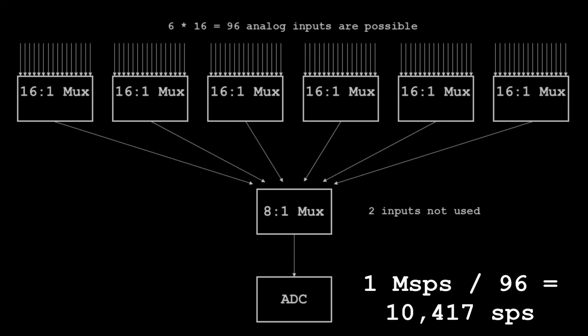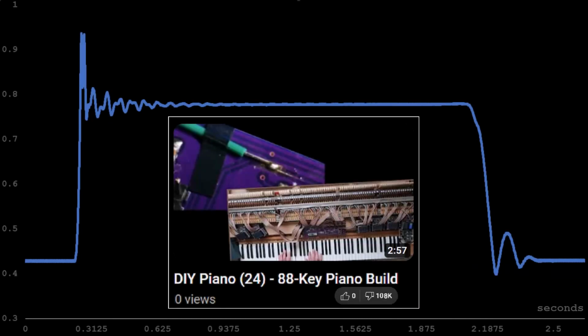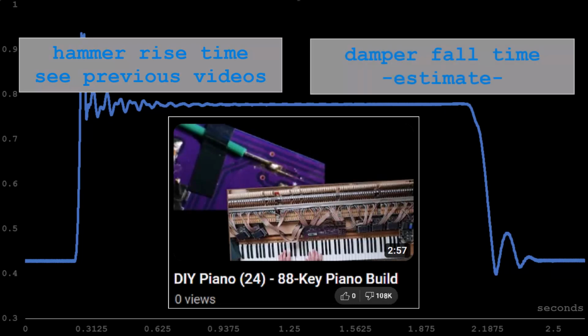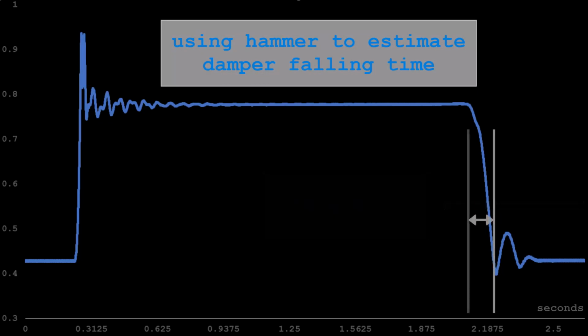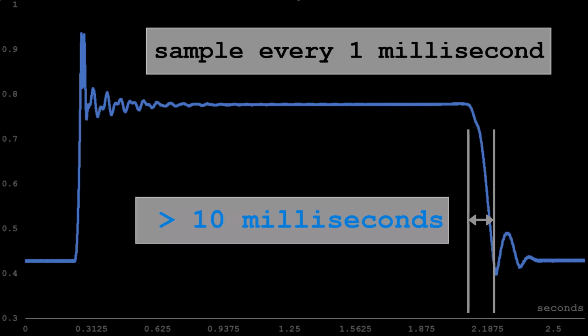But how fast do I need to go? Here is a hammer motion signal I recorded. Previous videos explain much of this. The rise time is for getting note velocity. Hammer falling is related to the damper position. I need a threshold to know when to damp the sound. And free falling takes about... So I can sample the damper position relatively slowly. But I chose 1,000 samples per second to keep latency low.